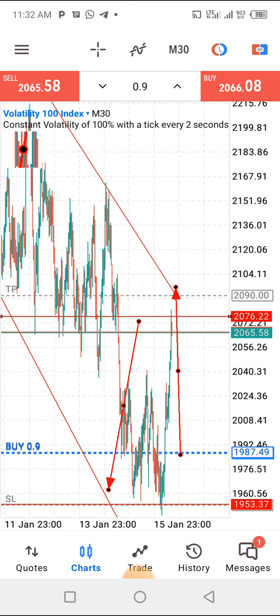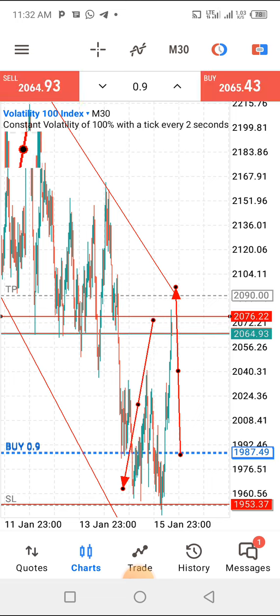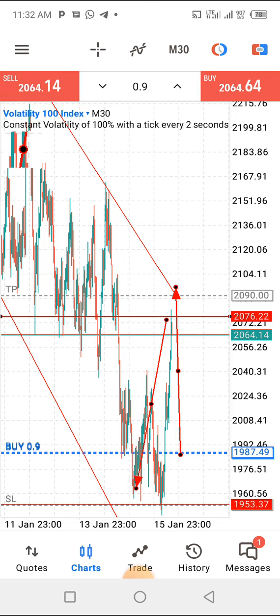Now this is where we call the support zone. Like I showed you before, this is where we call the support zone. Now this is where you drop your stop loss, but most times you don't have to. Let me not say most times. Don't always drop your SL on your support zone. This is where you have your support zone, and this is where you have your support line.